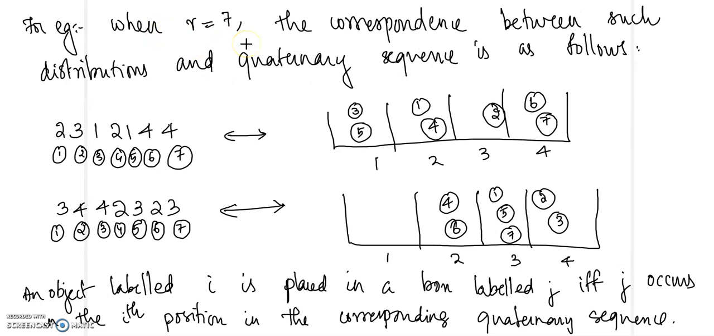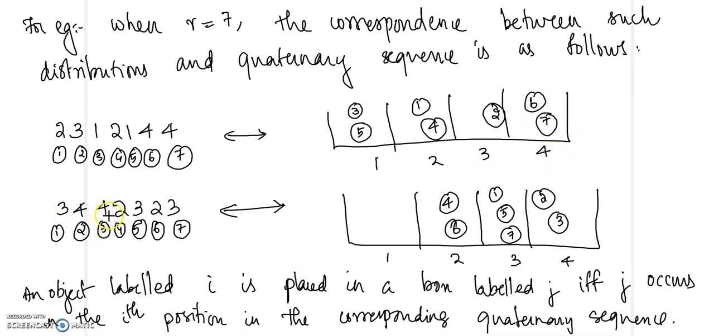r is equal to 7. This is how we can form a correspondence. So corresponding to the quaternary sequence 2 3 1 2 1 4 4, we have this arrangement. So the objects 3 and 5 go to box 1, 1 and 4 go to box 2, object 2 goes to 3, and objects 6 and 7 go to box 4.